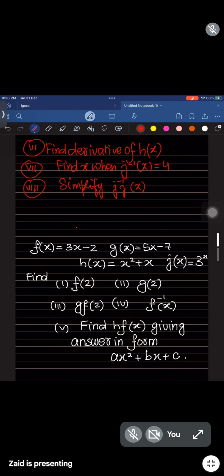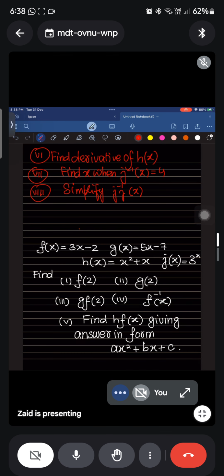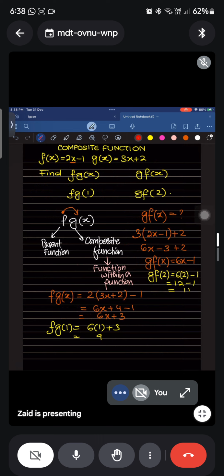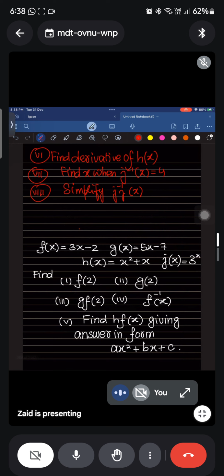Part number 3 is basically a composite function. In the function g, you have to put f, and then when you get the answer, you put 2 in place of x. So the final answer is like this: gf of x. Yes, exactly.